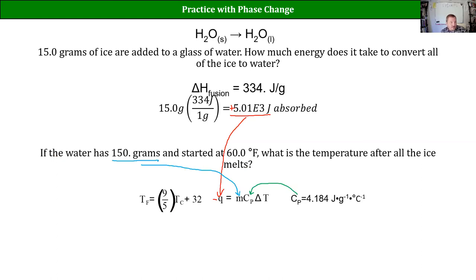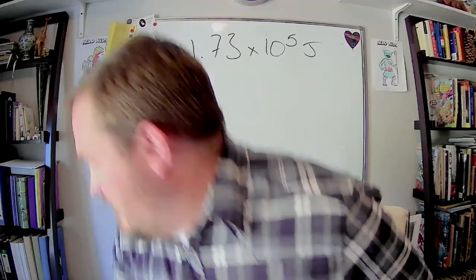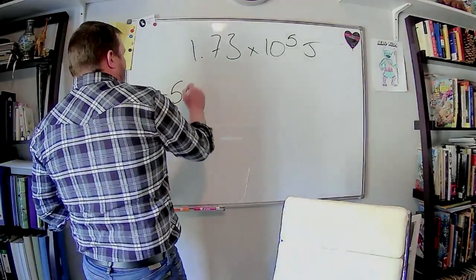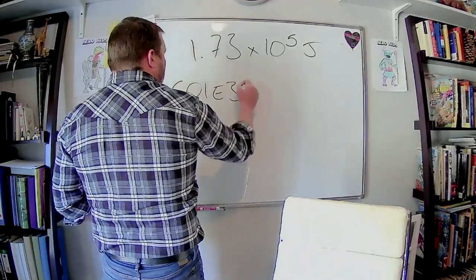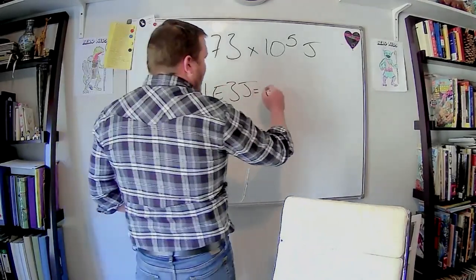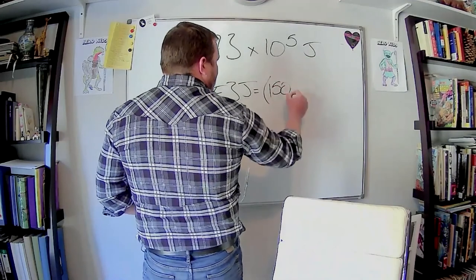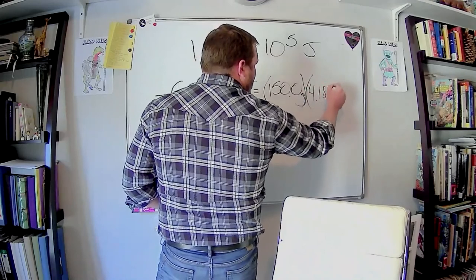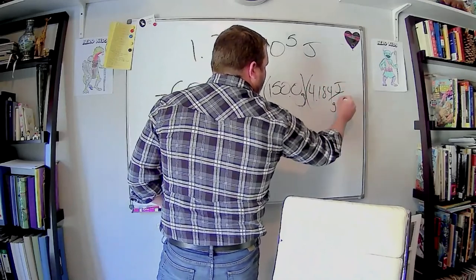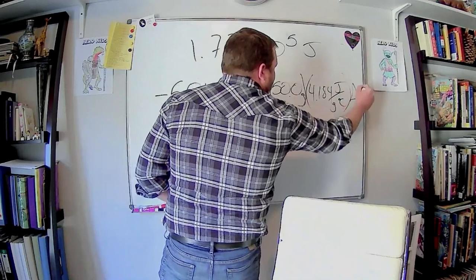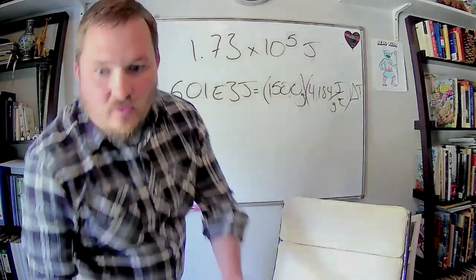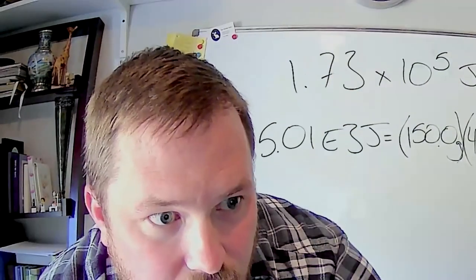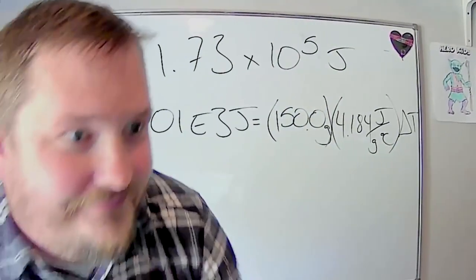So if we plug these numbers in, we'd get negative 5.01 times 10 to the 3 joules, times 150.0 grams, times 4.184 joules per gram degrees Celsius, times delta T, which I realize I wrote a little small, so let me zoom in on it. Oh, sorry, I'm not on mute.